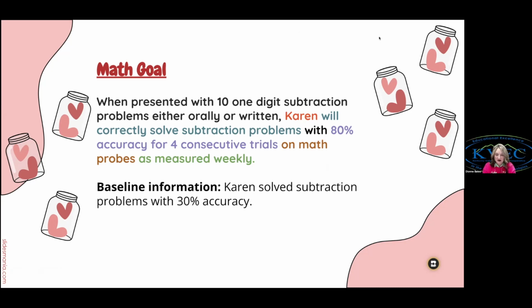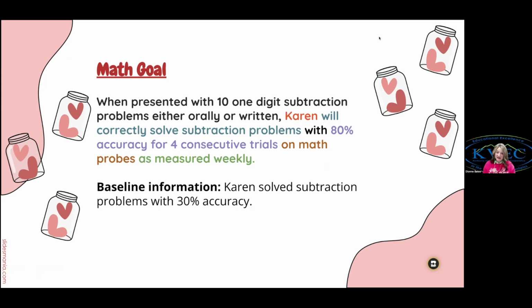In our math goal, we're looking for Karen to solve subtraction problems. We're expecting 80% accuracy with 4 consecutive trials. What are we going to use for our method of measurement? Yes, math probes. And what is the frequency? How often are we going to check? Yes, we're going to check each week.